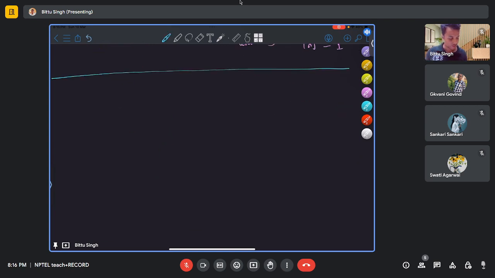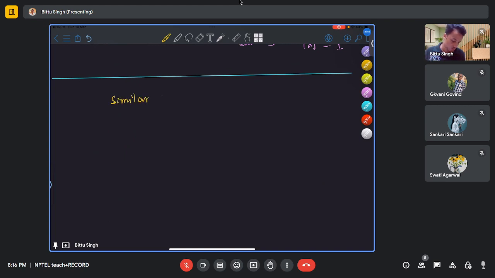So those are some nice properties of eigenvalues. Let us see another beautiful property. It says similar matrices have the same eigenvalues.